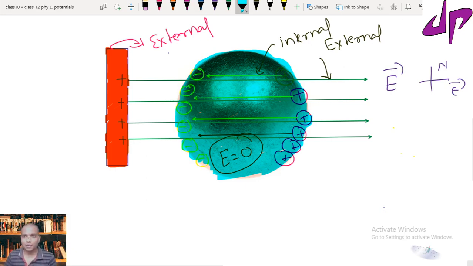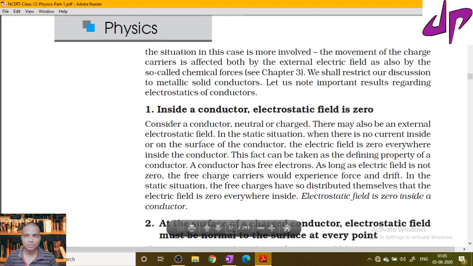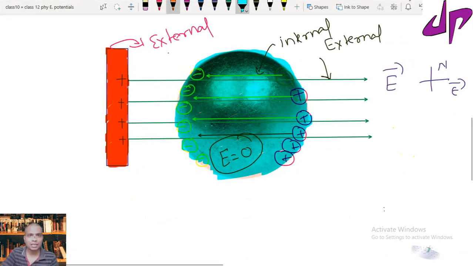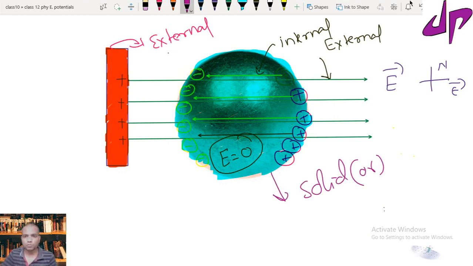Okay, so that's the first concept we need to discuss for the electrostatics of conductors: inside a conductor, the electrostatic field is 0. Here I hope you are getting one more doubt: what happens if the conductor is solid or hollow? Whether it is a solid or a hollow sphere of conducting material, the same property holds. So within the conductor, the electric field is equal to 0.